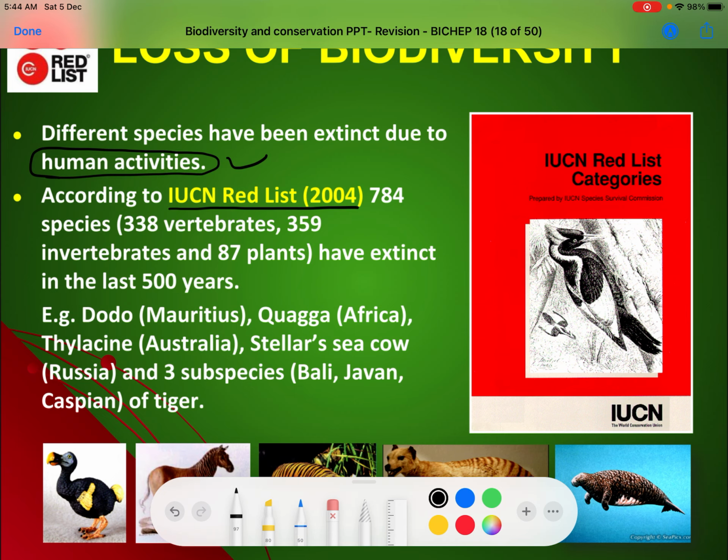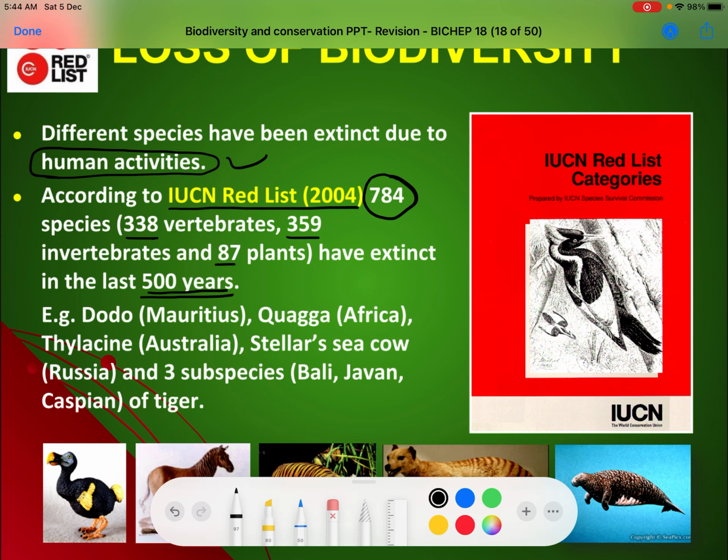For example, 784 total species, which includes 338 vertebrates, 359 invertebrates, and 87 plants, have become extinct in only a short duration of 500 years due to the technological development made by humans.